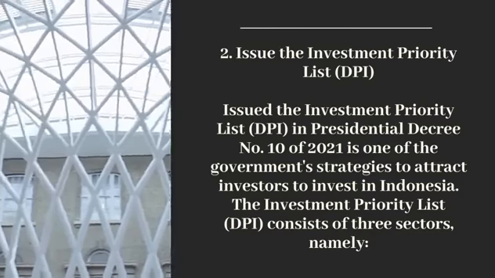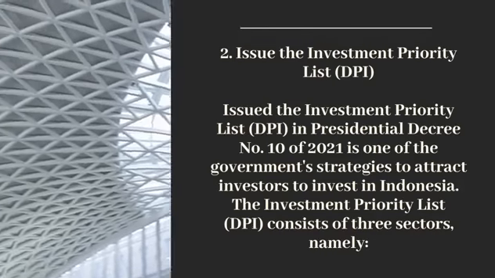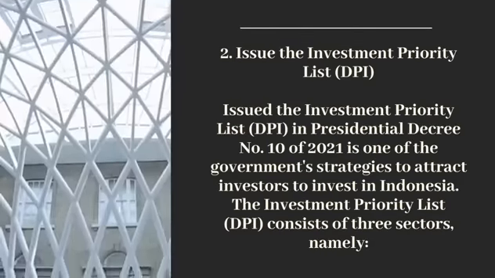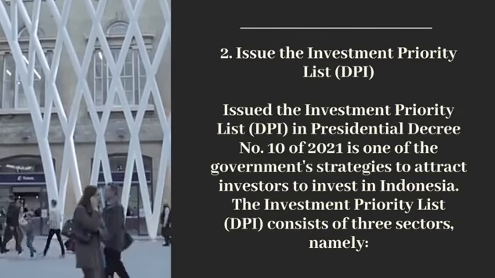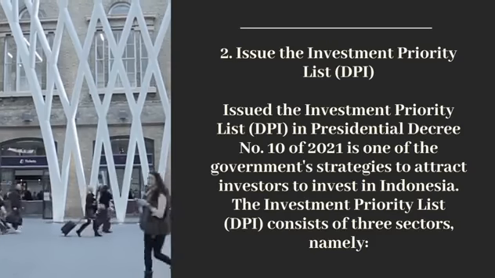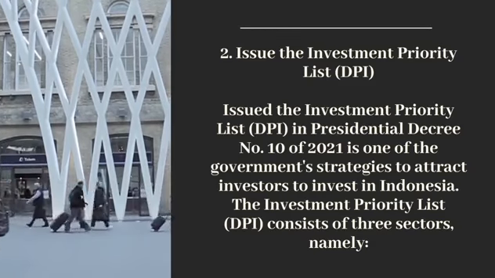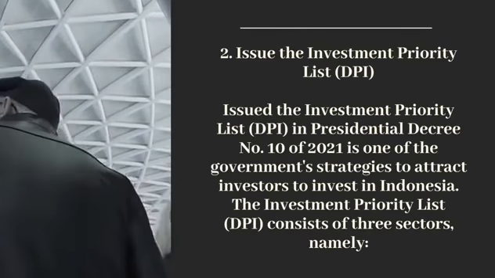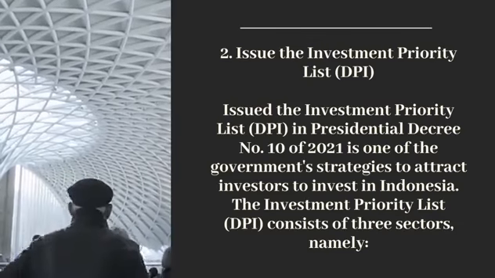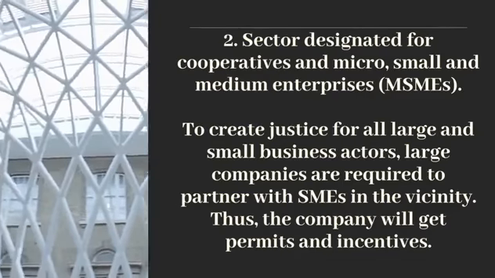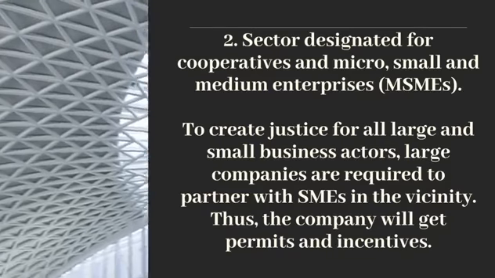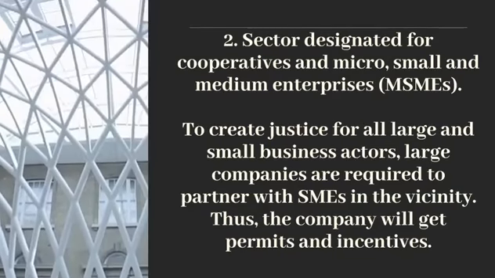The second is to issue the investment priority list or DPI. Issuing the investment priority list, or DPI, through Presidential Decree Nomor 10 Tahun 2021 is one of the government strategies to attract investors to invest in Indonesia. The investment priority list or DPI consists of three sectors. The first is priority sectors. The priority sectors include national strategic projects. And the second is the sector designated for cooperatives and micro, small and medium enterprises or MSMEs.